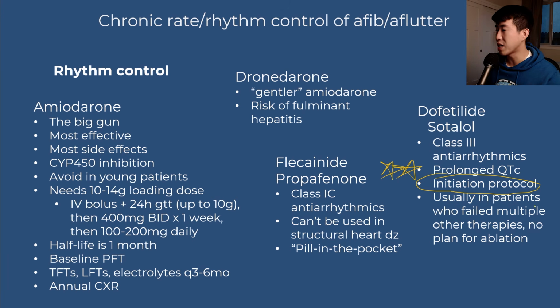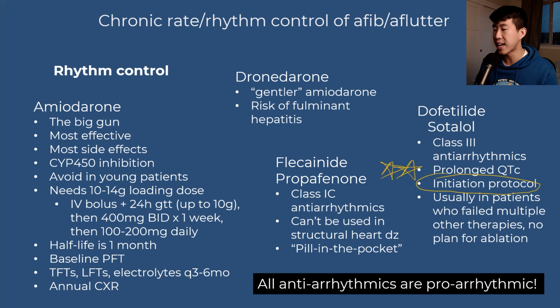Usually you're going to see this in patients who have already failed multiple other therapies and there's no plan for ablation. Then you're going to be reaching for things like dofetilide and sotalol at that point. All right, so this is my basic approach to antiarrhythmics and the key things you should know about each of the different antiarrhythmics that are available. And again, remember that all antiarrhythmics are also pro-arrhythmic.